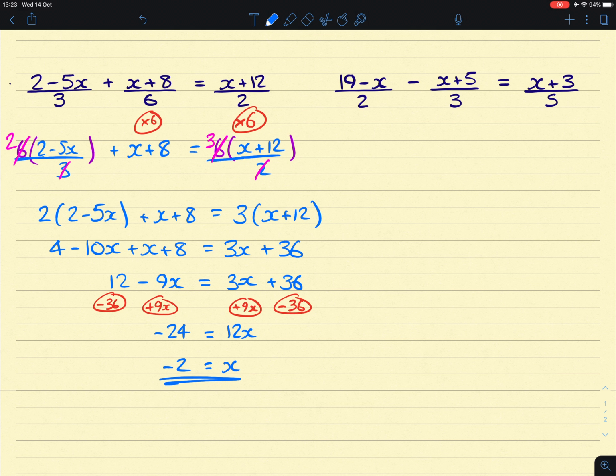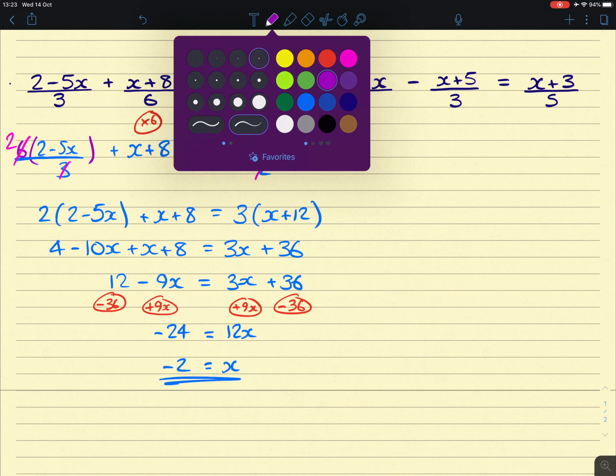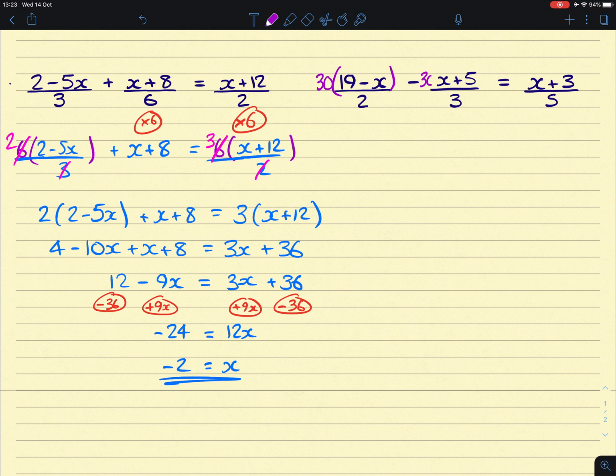Lastly, the next fraction. All of these denominators are different from each other. They don't go into one another. So the lowest common multiple of 2, 3, and 5 is actually 30. We need to multiply everything by 30. So what I do is, and you can take another line for this, you could write 30 beside all of them like this. That's what we're about to do.